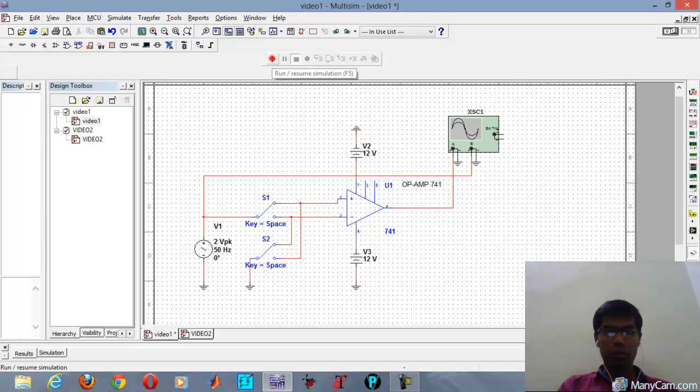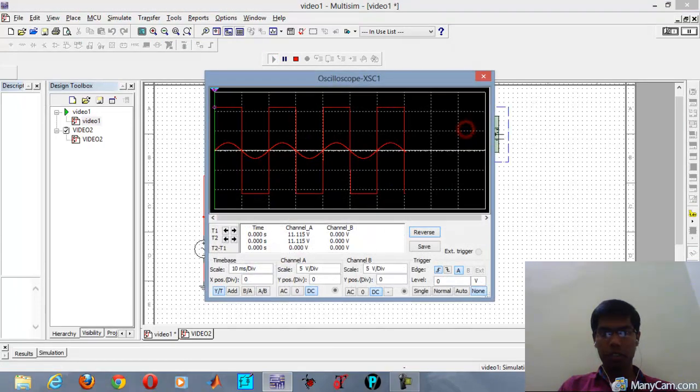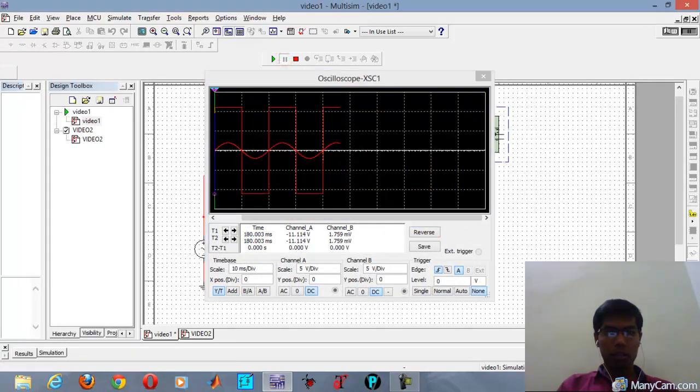Now click on the run button, and we see the graph. As seen from the graph, whenever our input voltage becomes positive, at that time the output voltage of the op amp becomes high, meaning plus 12 volt. As soon as the input voltage crosses zero and becomes negative, at that time the output voltage of the op amp becomes negative. In this way we detect the zero crossing of the input voltage.